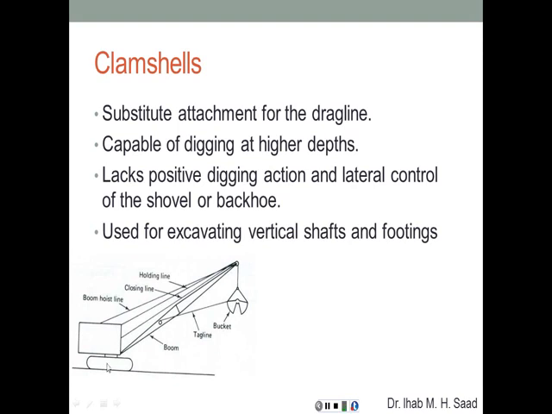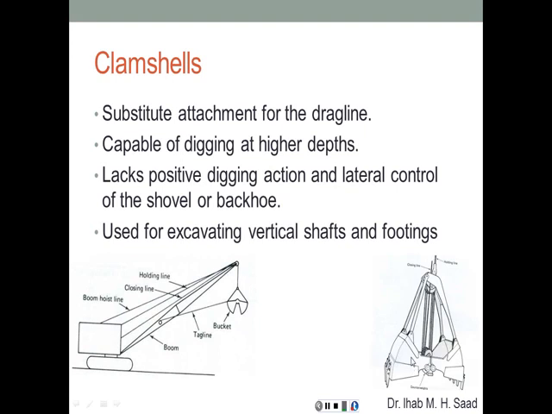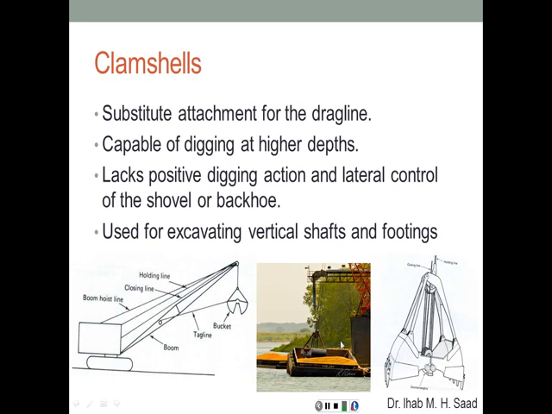So again, same machine as we had with the dragline. The only difference here is that we're going to drop the clamshell vertically, and it's going to grab the soil. You're going to lift it, turn, and dump it wherever you need to. And that, again, is a magnified view of the clamshell itself. Here it shows that it can dig, especially in marine conditions and in wet conditions. A clamshell would be a very good machine to use.